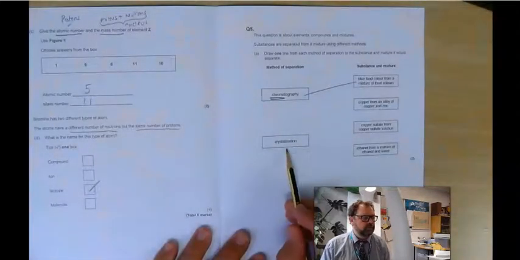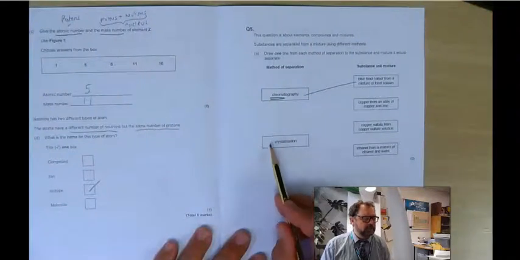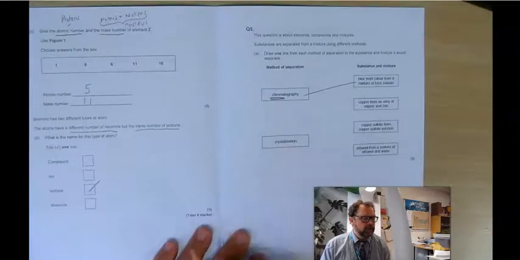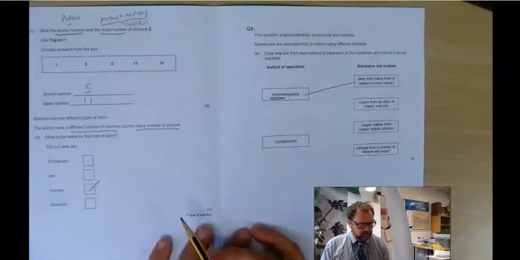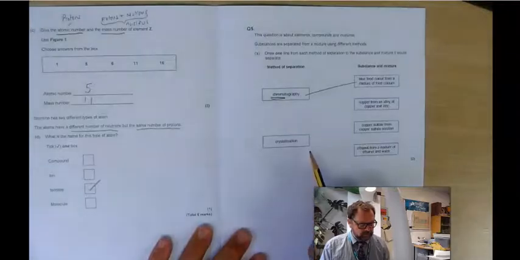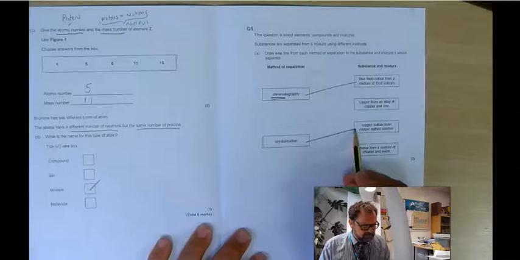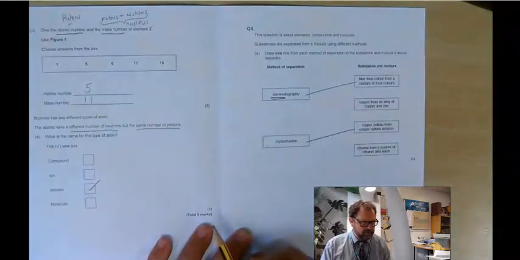Crystallization. Crystals form when you evaporate a solvent and leave behind the solute. So, for example, if you've evaporated a solution of salt, then you'll be left with salt crystals at the end. So, crystallization is a purification and a separation technique. The best answer, the only answer, to get copper sulfate from copper sulfate solution.